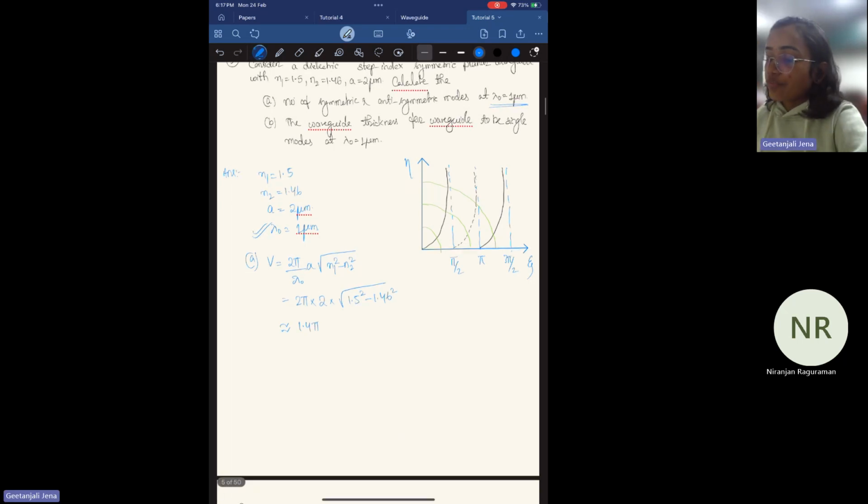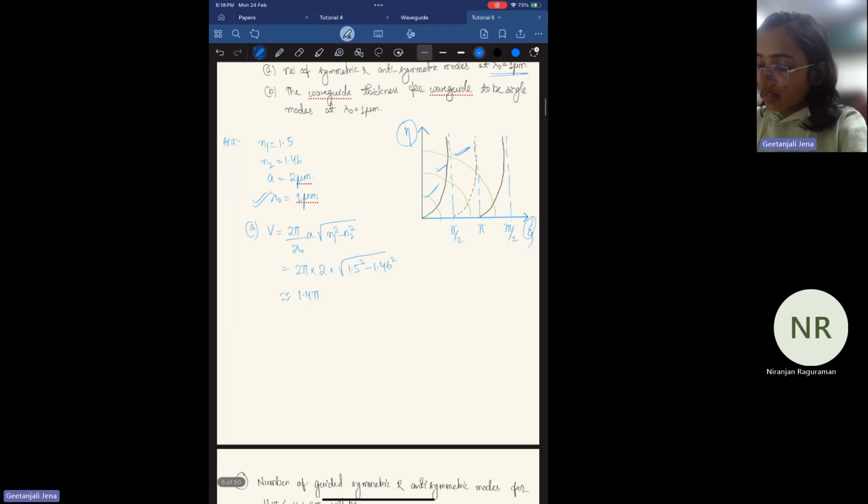Okay. And to find the total number of modes, there is a trick. You can get the solution by looking at the profile and finding which circle this V corresponds to. The circles have different values of V, so according to the circle, you will get the symmetric modes and the antisymmetric modes. But there is also a trick to find the total number of modes in a step index waveguide. What you have to do? So, total number of modes.